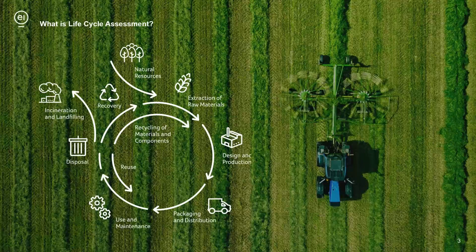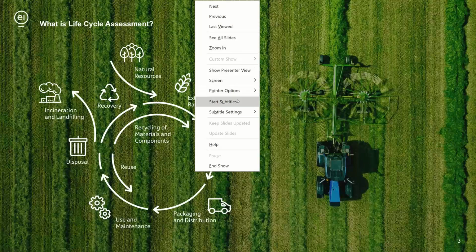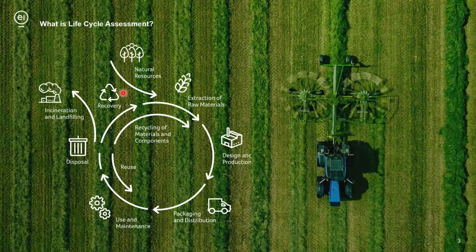Now, a reminder of life cycle assessment. Probably you have seen this diagram or a similar diagram in the past. So what is life cycle assessment? Life cycle assessment is a tool to evaluate the environmental impacts of products or services. Life cycle assessment can range through different phases of the life cycle of a product. It can start from material extraction and can go through design and production, packaging and distribution, use and maintenance, and disposal or recycling.